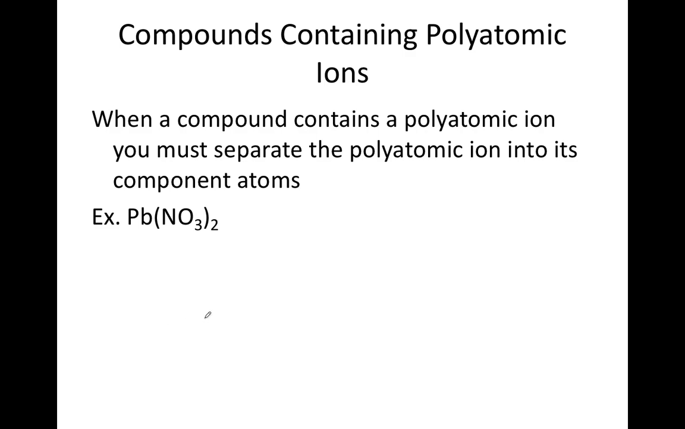So compounds containing polyatomic ions. When a compound contains a polyatomic ion, you must separate the polyatomic ion into its component atoms. So for example, you have Pb(NO3)2. So NO3 is a polyatomic ion which contains nitrogen and oxygen. So we're going to count the total number of lead, the total number of nitrogen, and the total number of oxygen. I'm going to show you how to do that. This is more complicated, so pay close attention.